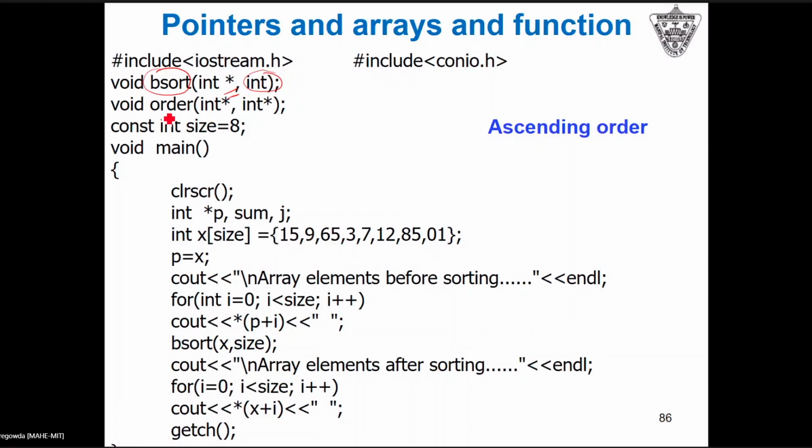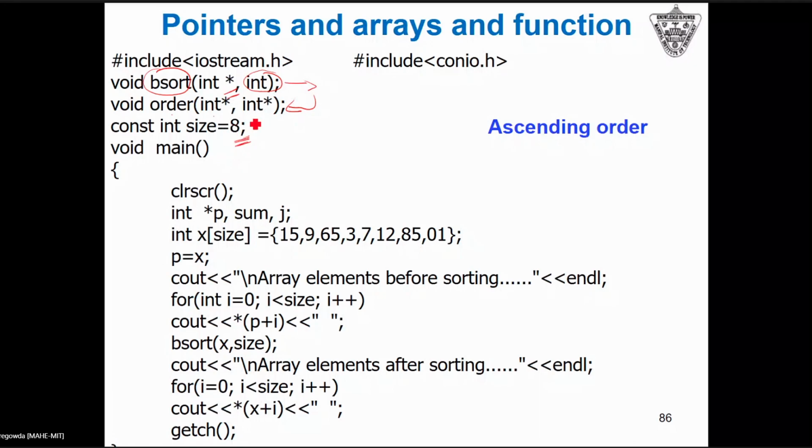Next you have a void order function that takes pointers, meaning that you are going to invoke one more function from this bsort. So you are invoking this order function from the bubble sort function, where you are going to swap the elements or not swap them depending upon the values of those elements. The size of my array is 8 in this case.